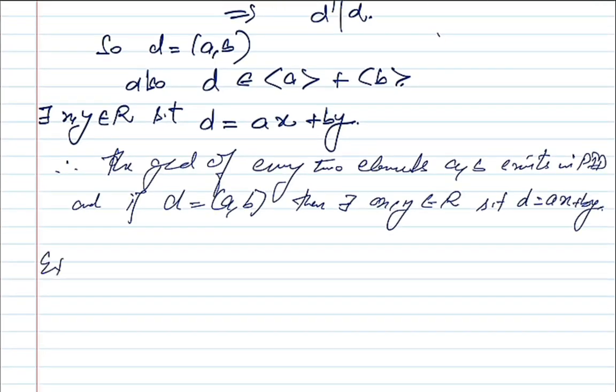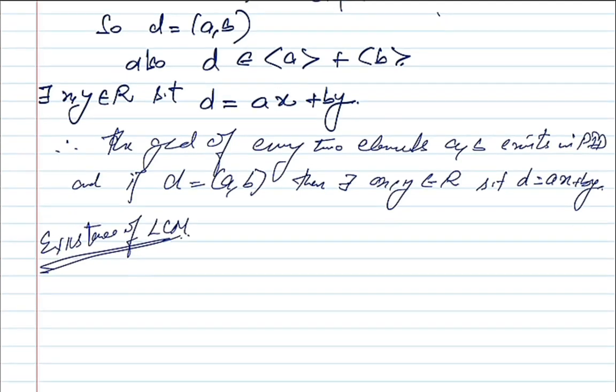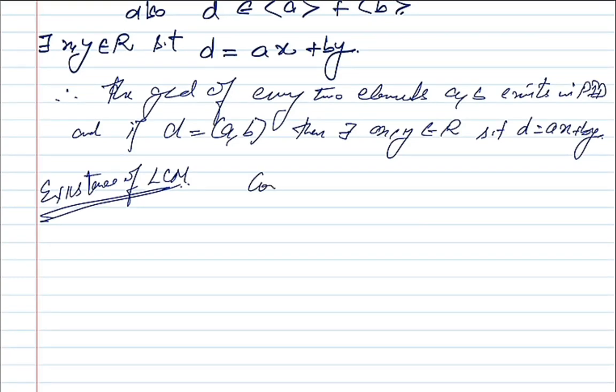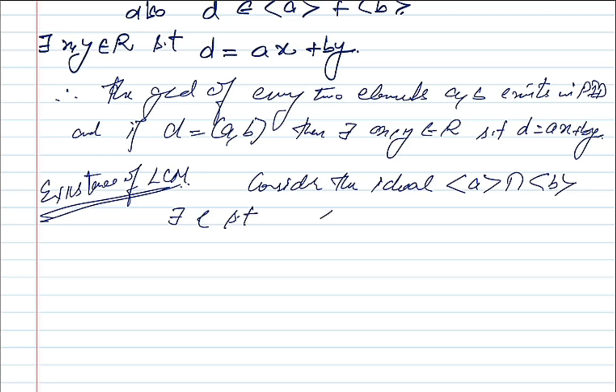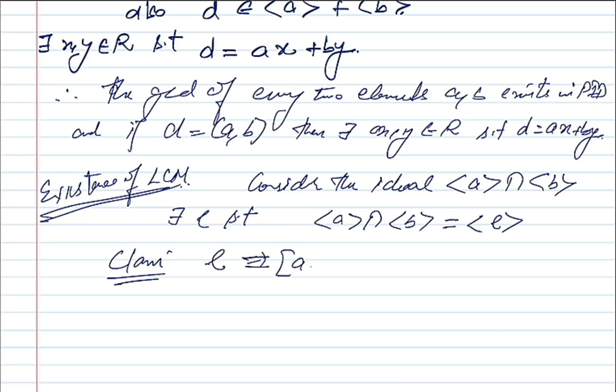Now we will go to the existence of LCM. Now consider this ideal: the ideal generated by A intersection the ideal generated by B. Again, there exists L such that the ideal generated by A intersection the ideal generated by B is another ideal, which will be generated by L. Our claim will be that this L is nothing but the LCM of A and B.